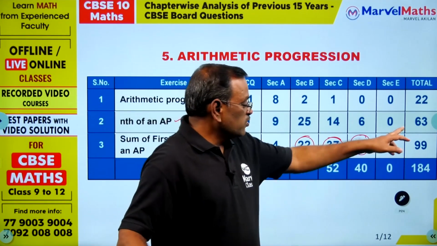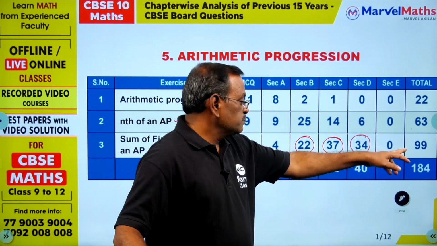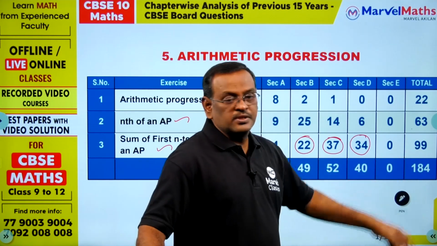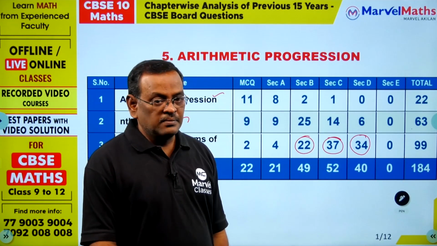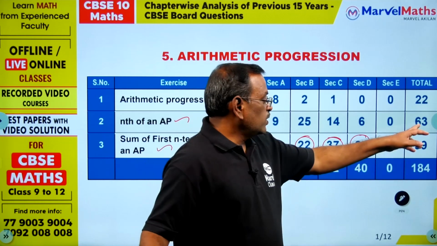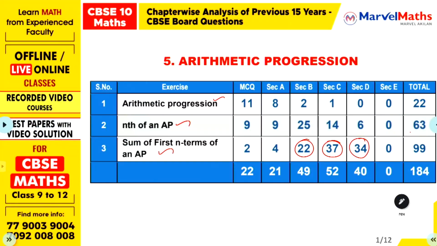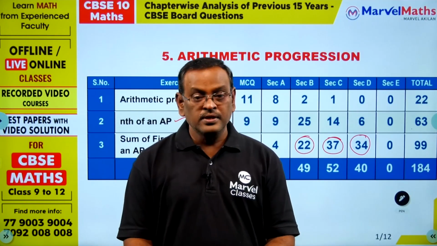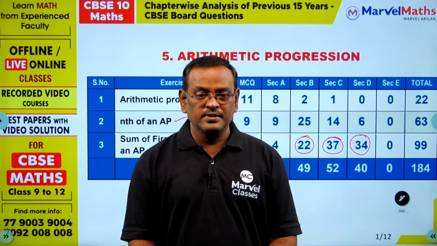So concentrate more on nth term as well as sum of first n terms. So around 184 questions, nearly 50% only from sum of first n terms, around 1/3 of the questions from nth term. So nth term of an AP is a very important exercise as per this paper analysis. SN is the first preference and TN is second preference, and third one is basic concept of an AP. If you follow this paper analysis, you can easily get full marks in arithmetic progression.